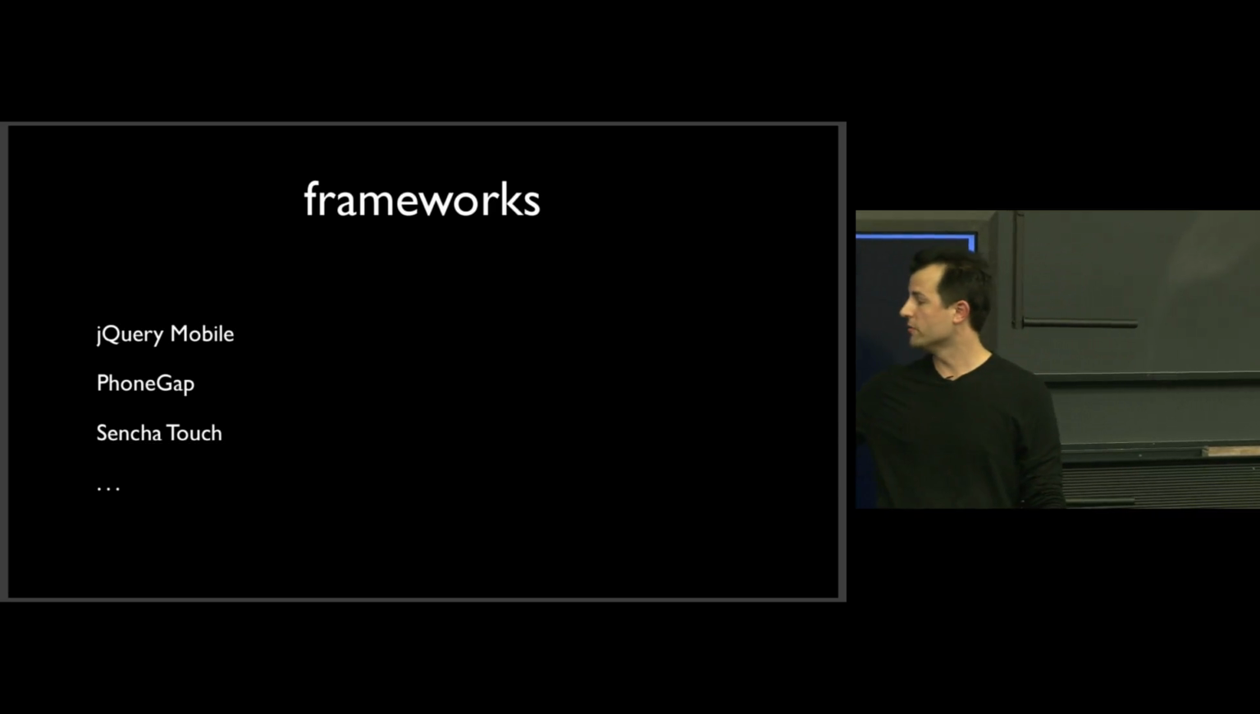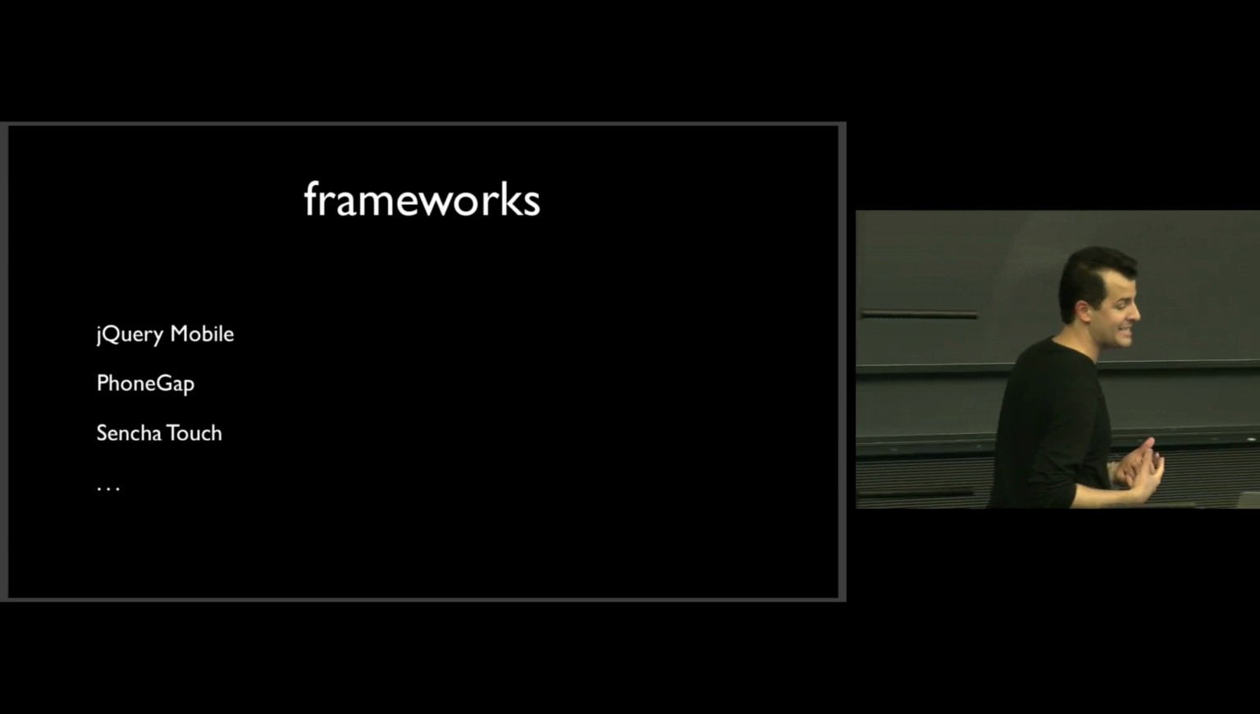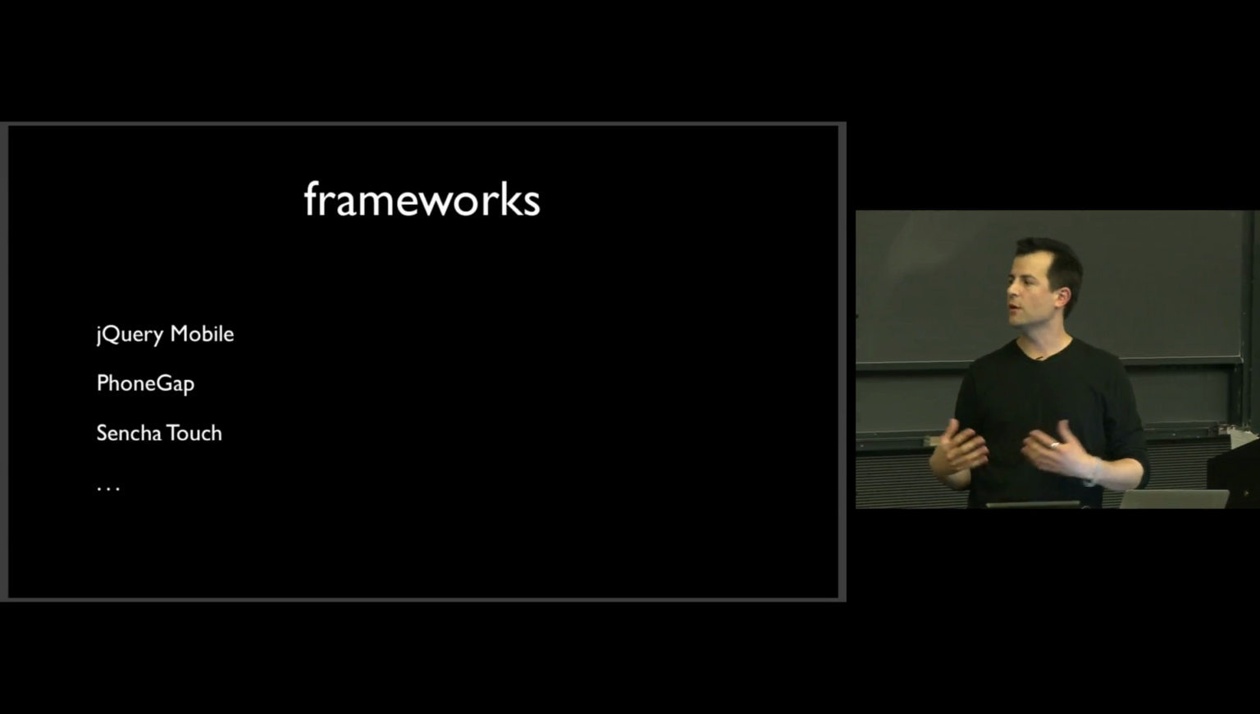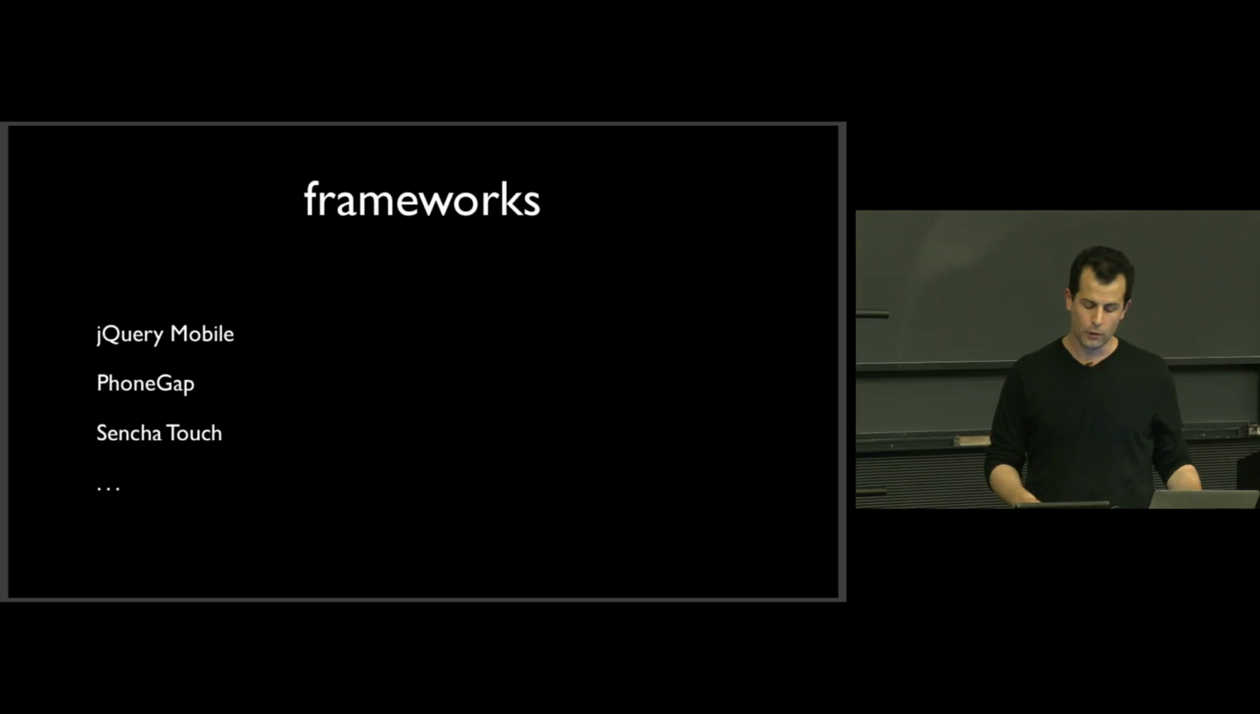So that's another framework of interest. And then Sencha Touch, which is similar in spirit to jQuery Mobile. It helps us make aesthetics that are mobile friendly, but it's definitely a more complex framework than jQuery Mobile. So we'll just focus on the first of these.